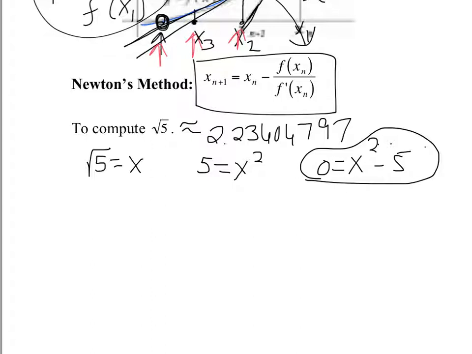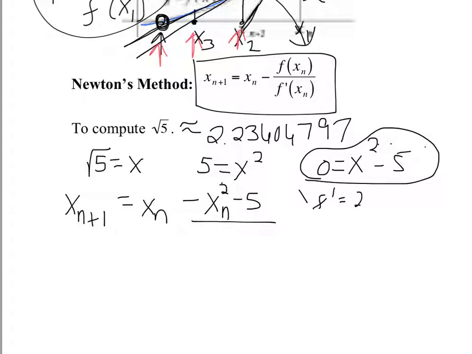Now that I have my function, this is the function that I'm trying to find the 0 for. Maybe we should write the formula first. To find the next x value on the graph from x sub n, I need to take x sub n squared minus 5 over the derivative of this, and the derivative would be 2x, so 2x sub n. So that's my generic formula. That's what I'm going to use every single time.